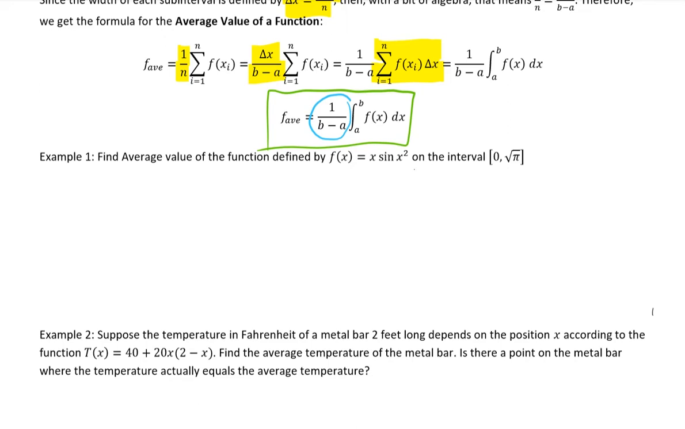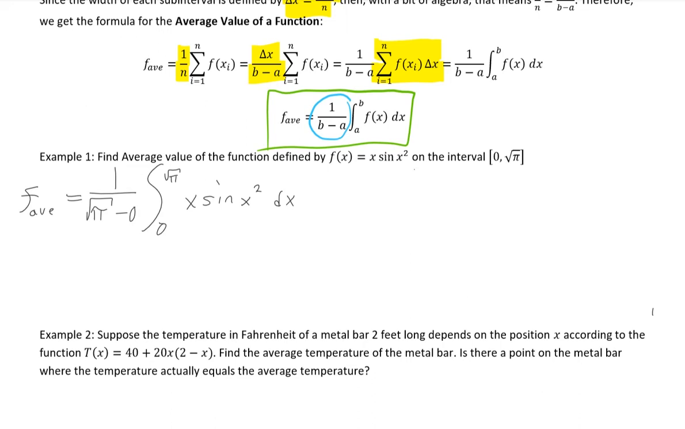We'll find the average value of the function defined by f of x equals x times sine of x squared on the interval 0 to root pi. That's pretty nice to work with. We could set that up as f average equals 1 over b minus a, where b is root pi minus 0, so that's just root pi, times the integral from 0 to root pi of x sine of x squared dx. Not sine squared x, sorry, that actually would be different.